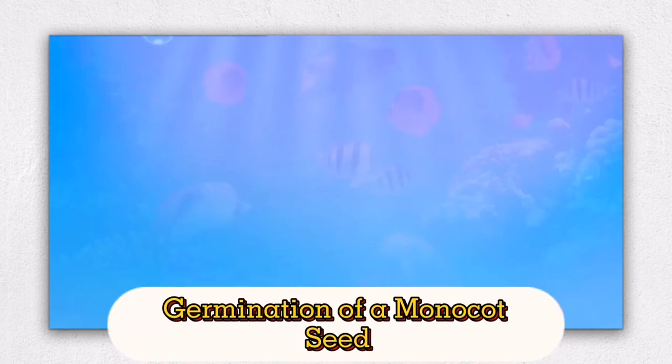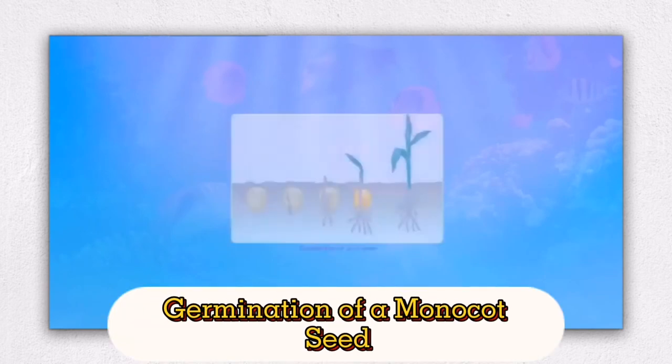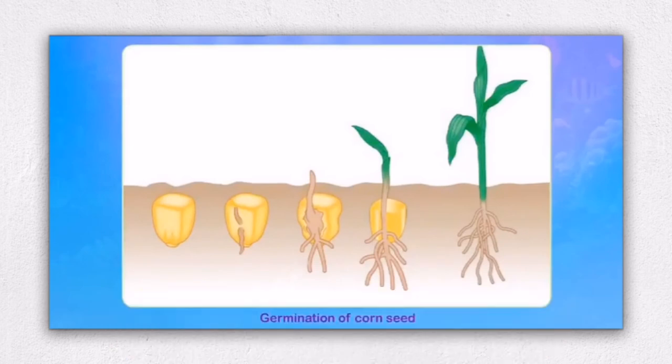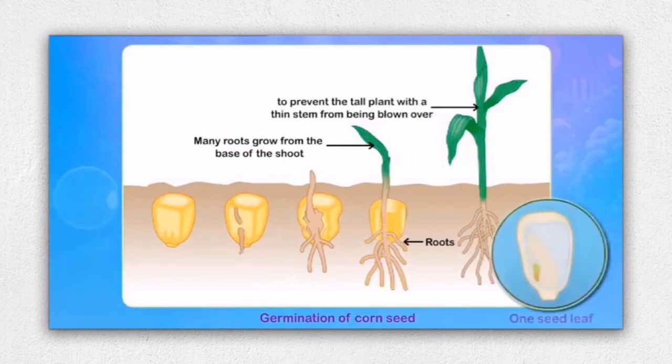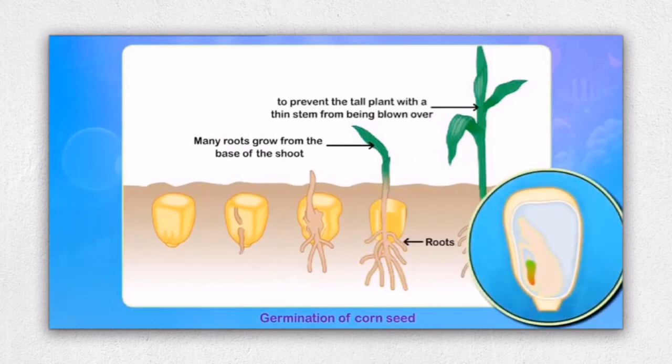Germination of a monocot seed. Germination of corn seed. Here, many roots grow from the base of the shoot to prevent the tall plant with a thin stem from being blown over. There is only one seed leaf in these plants.